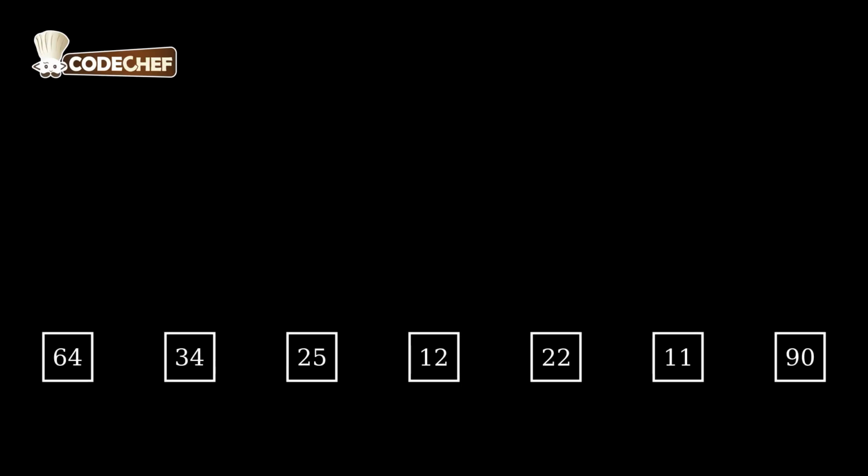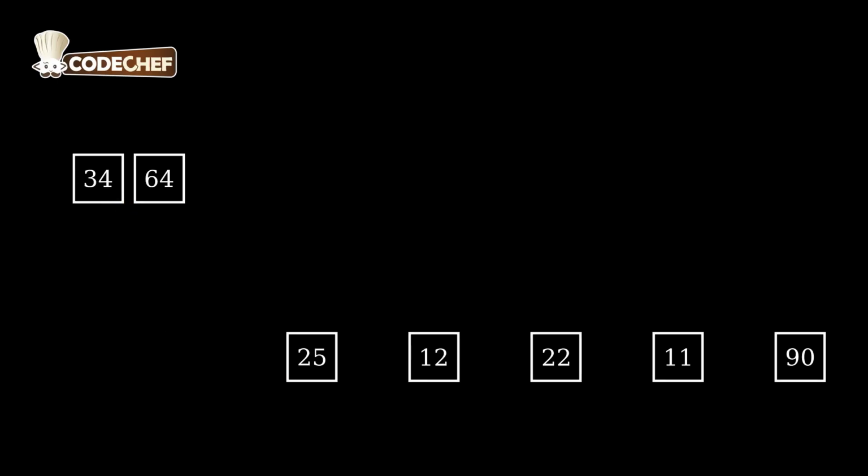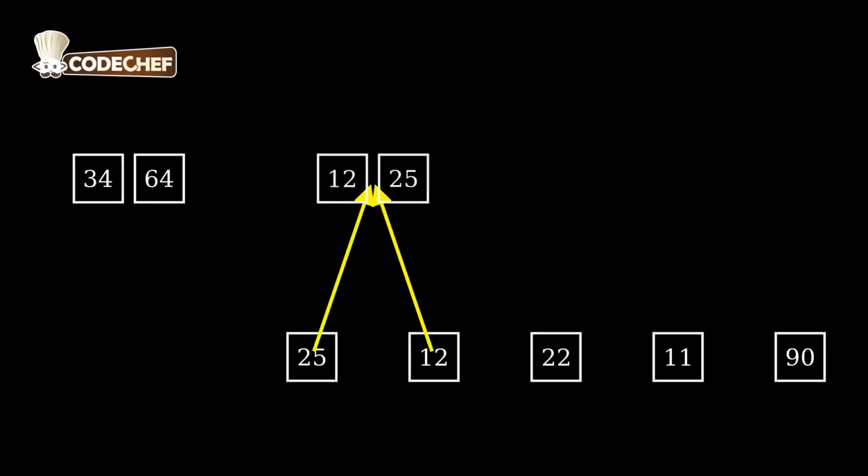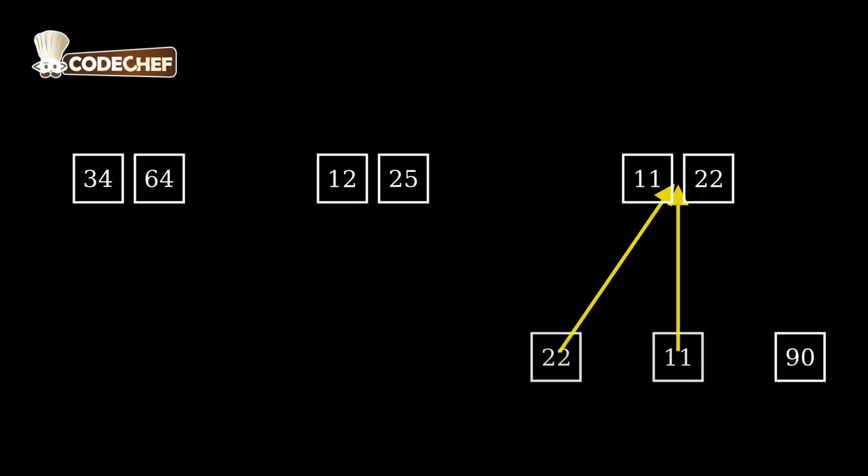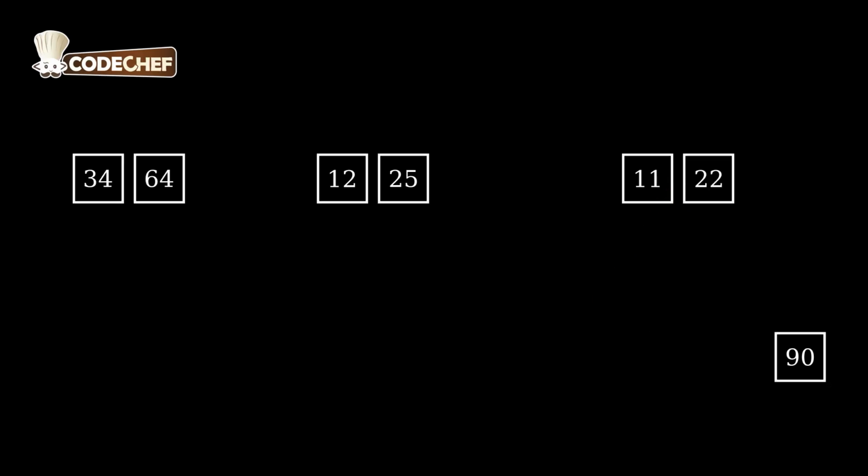We start merging adjacent elements while keeping them sorted. 64 and 34 merge into 34, 64. Next, 25 and 12 merge into 12, 25, and 22 and 11 merge into 11, 22. The number 90 remains as it is.